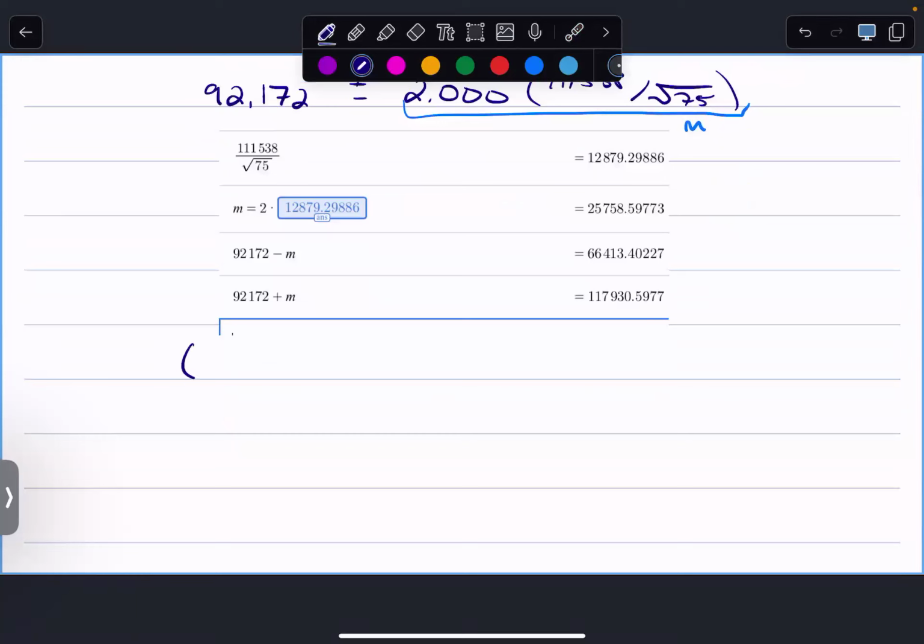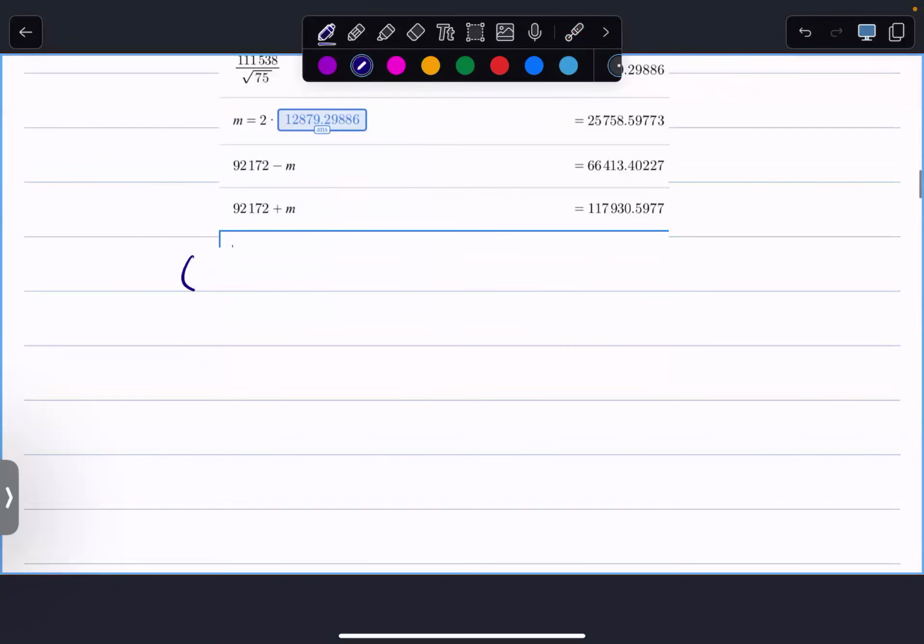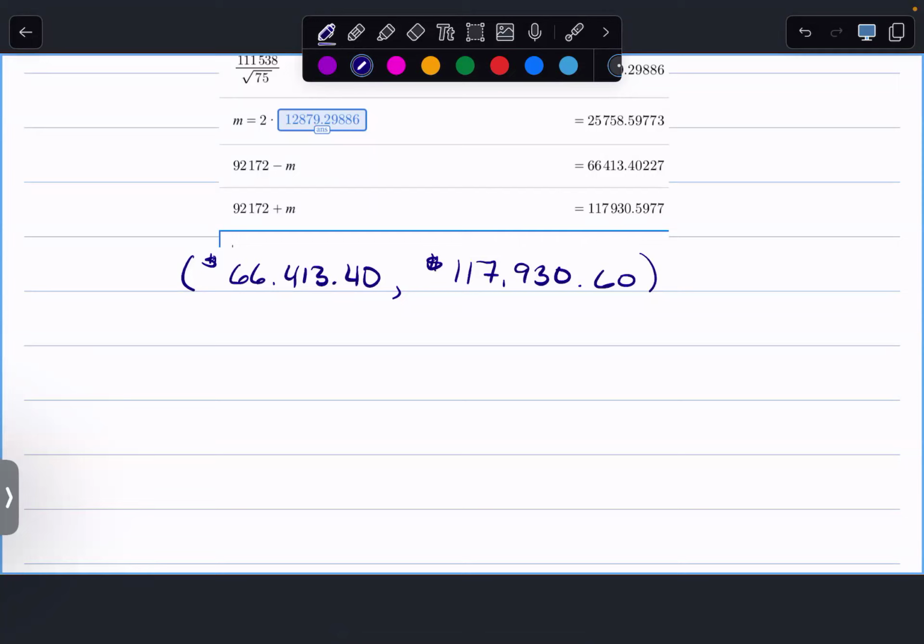And my interval, this is money, so we round to 2 decimal places. So here, from $66,413.40 up to $117,930.60, rounding to 2 decimal places. Nice.